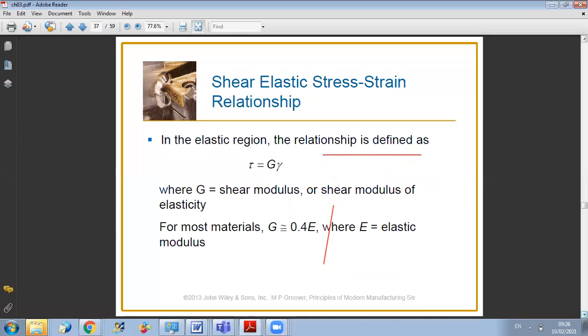To define these regions, in the elastic region we can define a relationship just like in tensile tests.